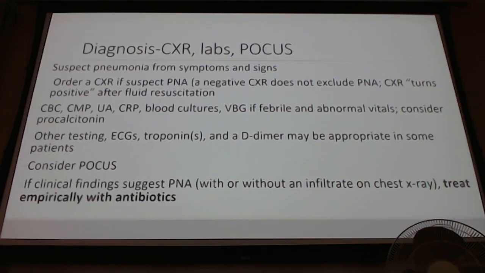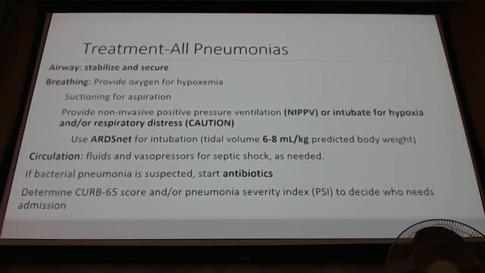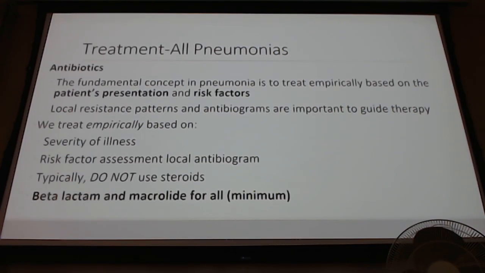But what do we do for all these people? We treat them empirically with antibiotics, and we'll cover that shortly. So there's our initial everybody, A, B, C, D, and then we move into our antibiotics. So we treat these empirically.